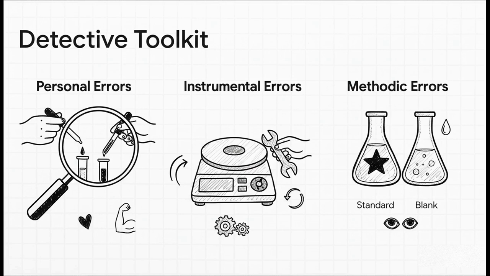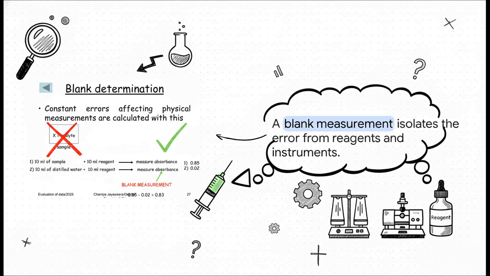For personal errors, it's all about care, focus, and just plain good technique. For instrumental errors, you hunt them down and correct them by calibrating your equipment against known standards. And for the trickiest ones, the methodologic errors, you need some clever techniques, like analyzing standard samples or running what's called a blank determination. Let's put one of those tools under the spotlight, the blank determination.